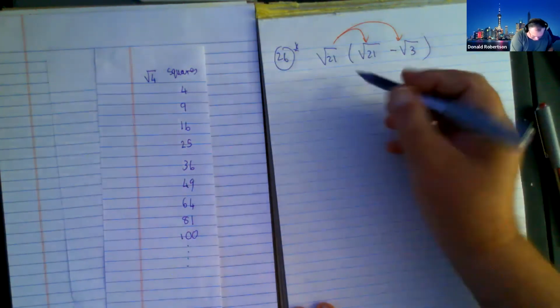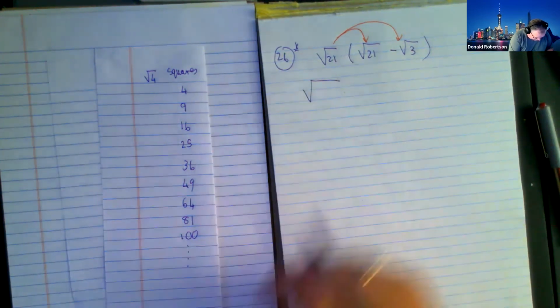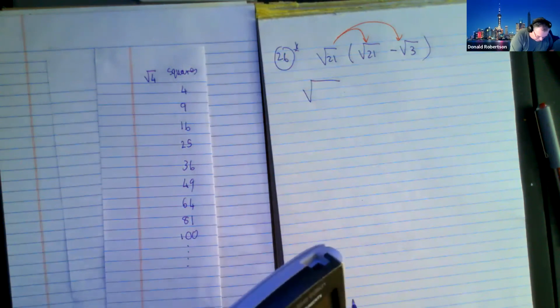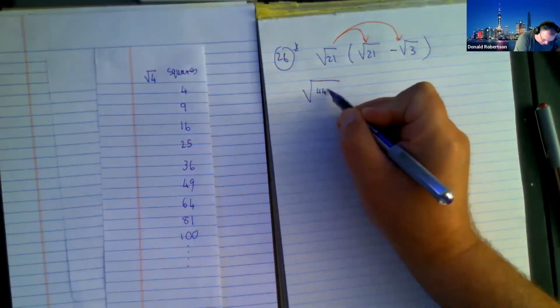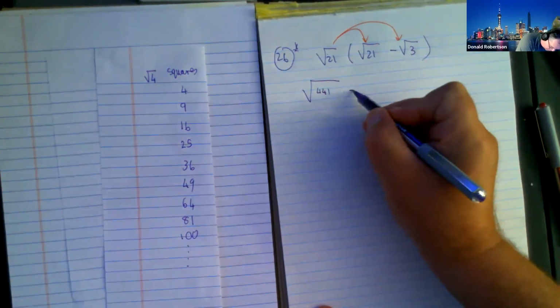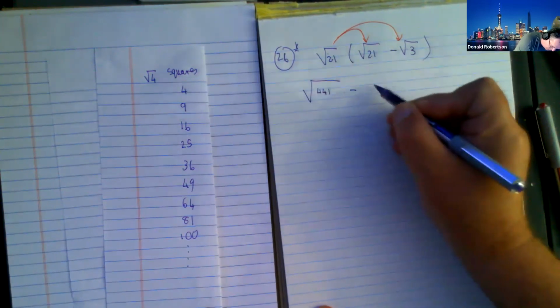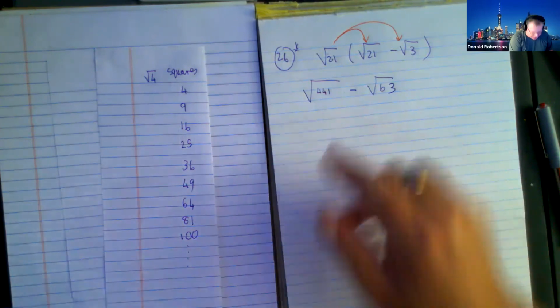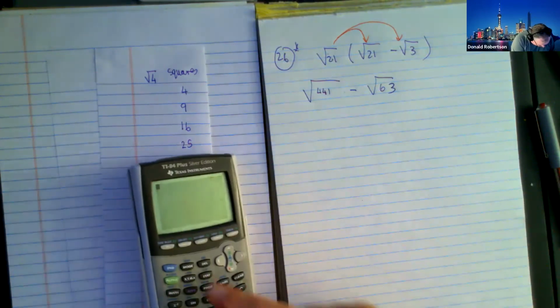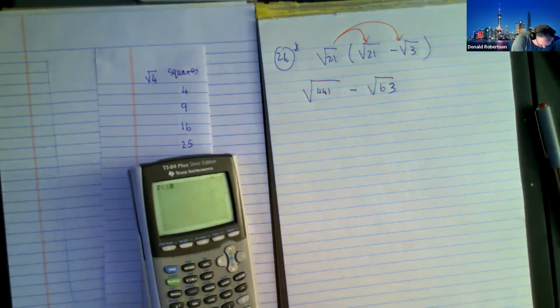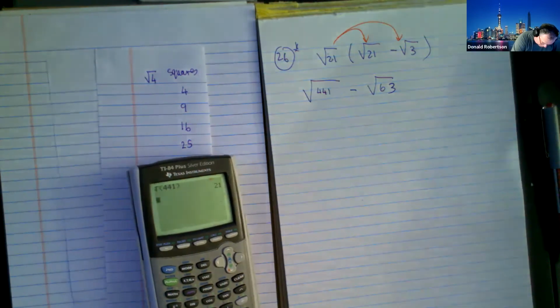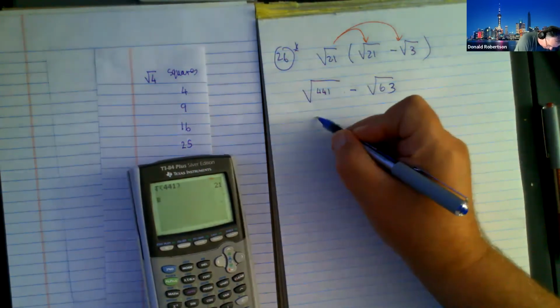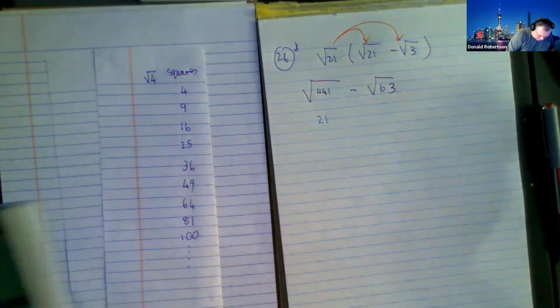21 times 21, a rather large number, but it's 441. Take away the square root of this times the square root of that, which is 63. Especially if you get a big number, it might be worthwhile to check if it's a perfect match. And I know that this one is actually 441, and the answer is exactly 21. So this one is just a number, which is nice.